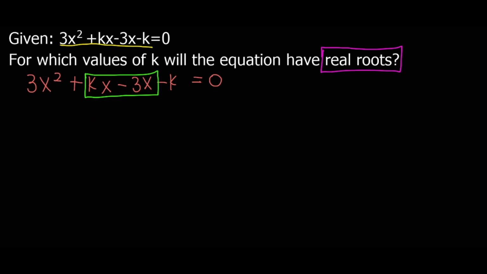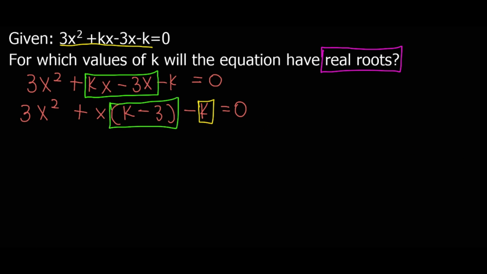X as a common factor. So we have 3x squared, and then plus x, and then k x, and then minus 3, and then minus k equal to 0. Right, about x, and then it is attached to x. So I can say a is 3, and then b is k minus 3, and then c is minus k.